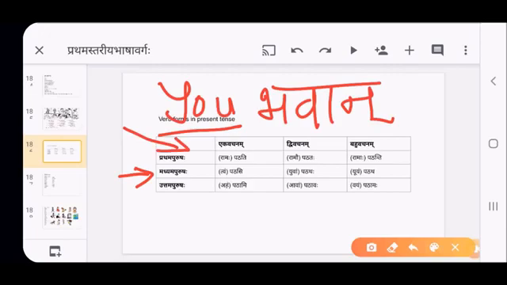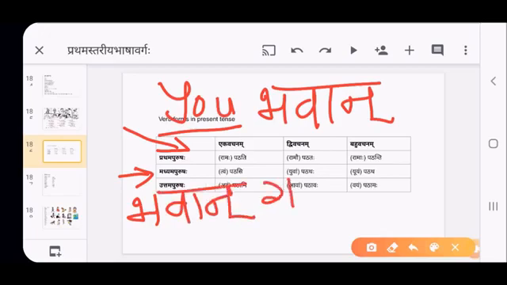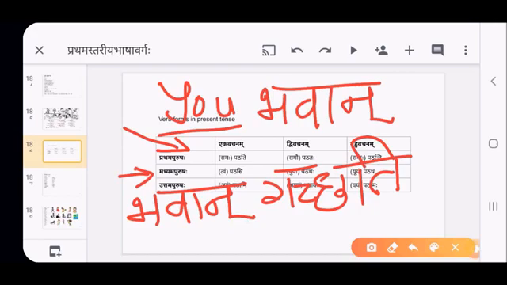So when I want to say you are going, and that you is a male, suppose, what are we going to say? Bhavan gacchati. Then can we say that this is the Sambodhana, this one for you, Tvam? No, it is not Sambodhana. It is actually you only. You are going. We are not addressing.